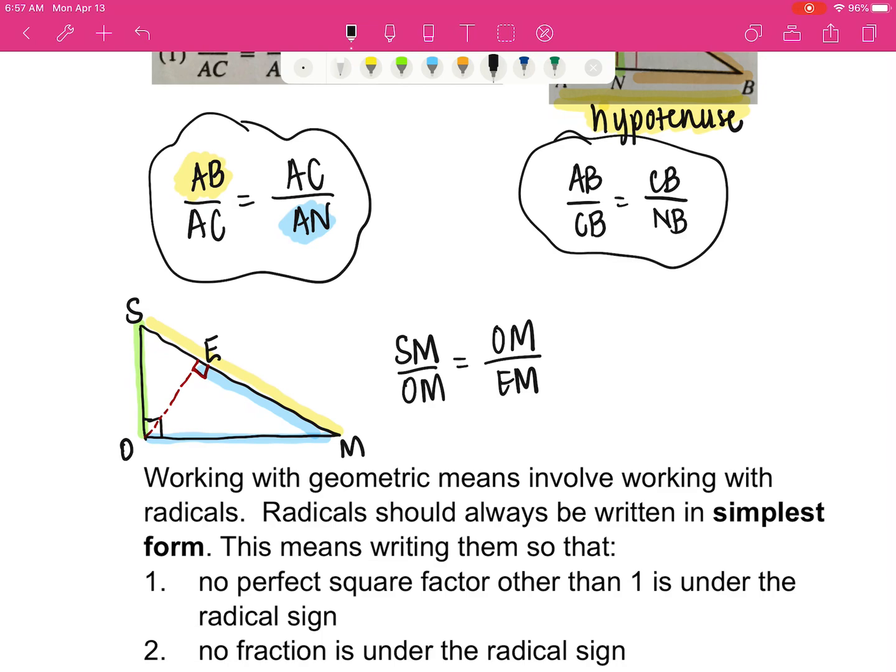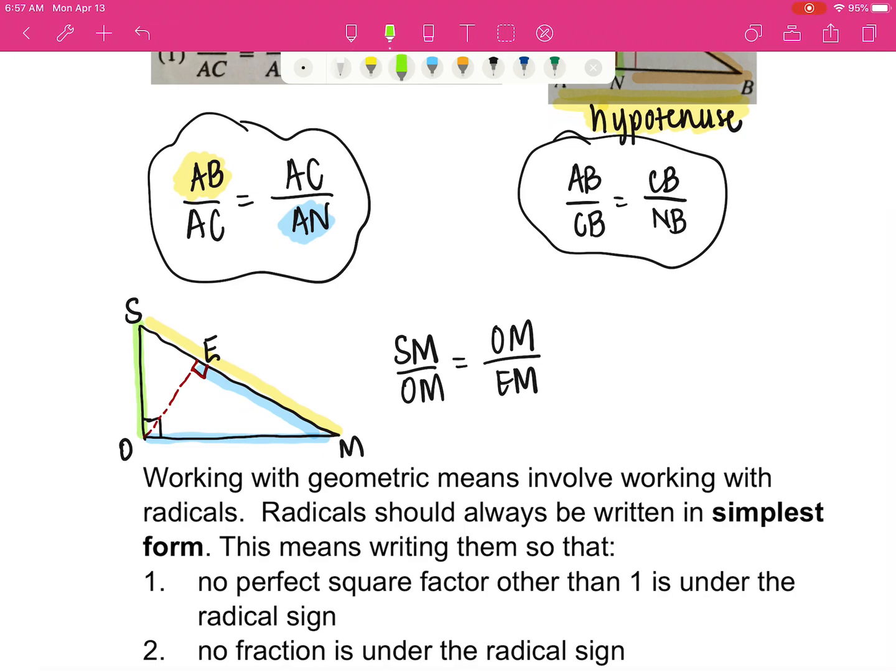I like it. Okay, let's try this again. Again, it's all knowing the words. So let's look at the other leg. The other leg OS is the geometric mean between the hypotenuse, again, which is SM, and the portion of the hypotenuse that's adjacent to the leg. So that would be SE.